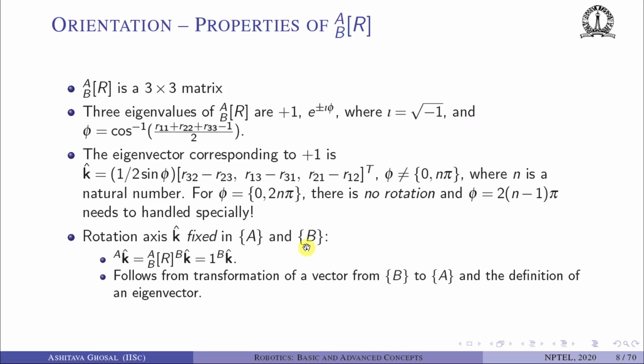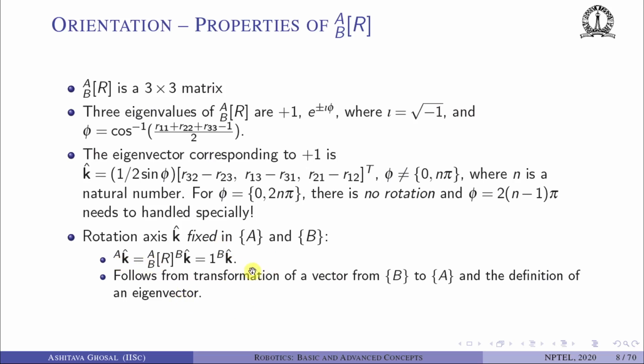The next important property of this axis k, this eigenvector k, is that this axis k is fixed in both A and B. Okay, how do we prove this? We have a vector k in the B coordinate system. If we pre-multiply by ABR, we get the vector in the A coordinate system, just like any other property of a rotation matrix. It transforms BK into AK. Now, if you look at the right hand side, ABR times BK is also equal to 1 times BK. This is the eigenvalue problem. So hence, AK is the same as BK.